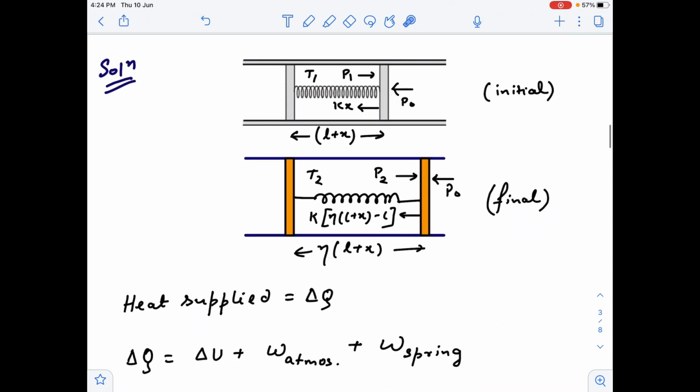Initially, let us consider any one of the pistons, considering the other one is at rest, same thing. Atmospheric pressure P0 is acting, P1 is from the inside, and the spring, considering that it is stretched by an amount x, tries to pull the piston. So it is in equilibrium. Similarly, when some heat is supplied, its temperature rises from T1 to T2, pressure increases from P1 to P2, and the final length becomes eta times the initial one. So the increase in length is eta times L plus x minus the initial length. Again the piston is in equilibrium, right?